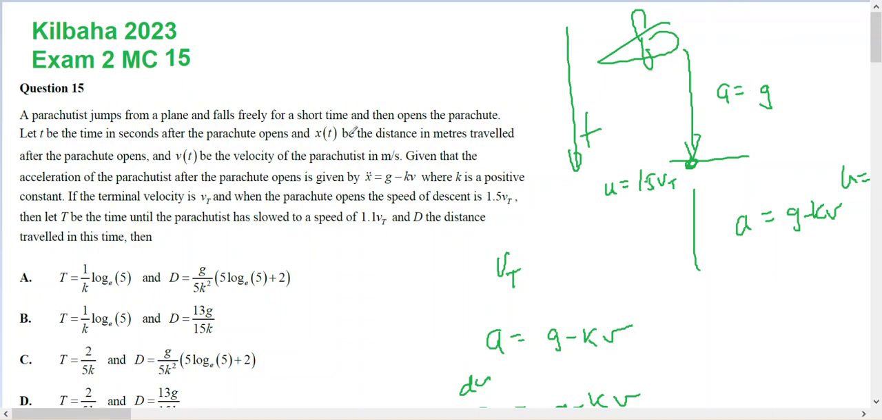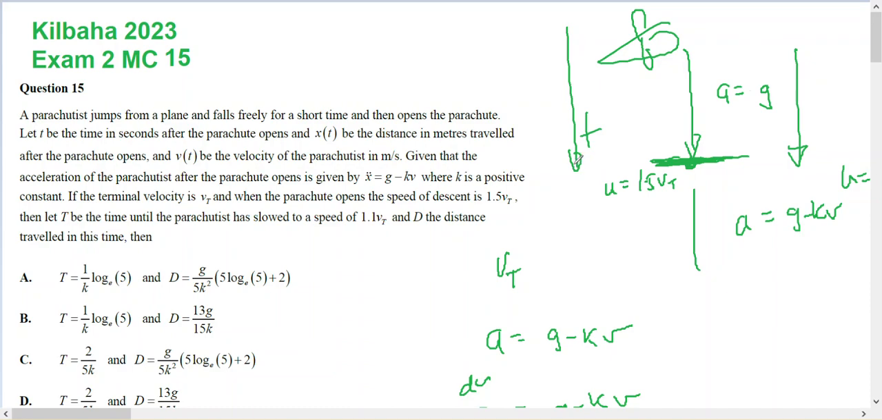Okay, question number 15. The parachutist jumps out of a plane and falls for 10 seconds. Then, after a period of time, t seconds, opens the parachute. So for the first part, acceleration is g. Then once the parachute's open, it's g minus kv.